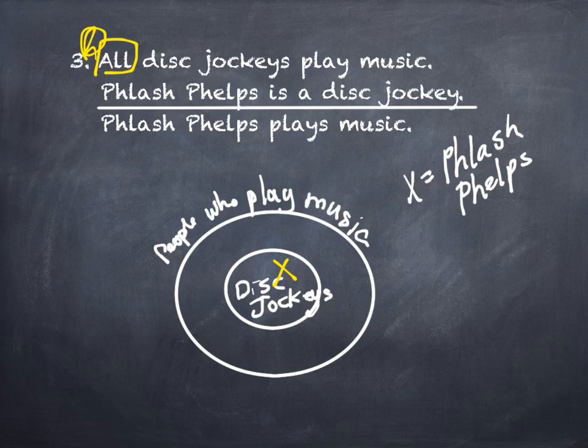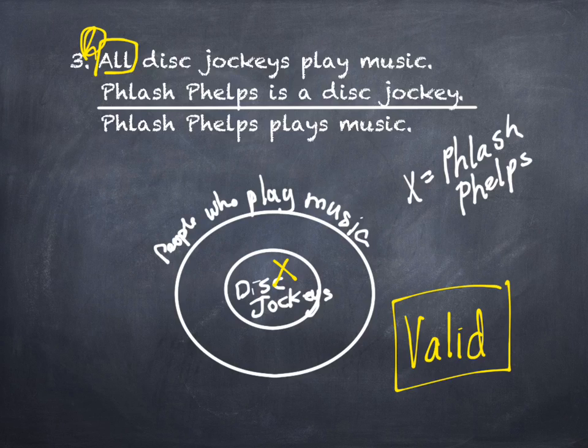Okay? Now the question is, can we therefore make the claim that Flash Phelps plays music? Yes, because that X is located in the big circle that says people who play music, right? So is the argument valid or invalid? This one's valid. Okay, so the diagram supports my reasoning, but I still have to state that it's valid or invalid when I'm done.